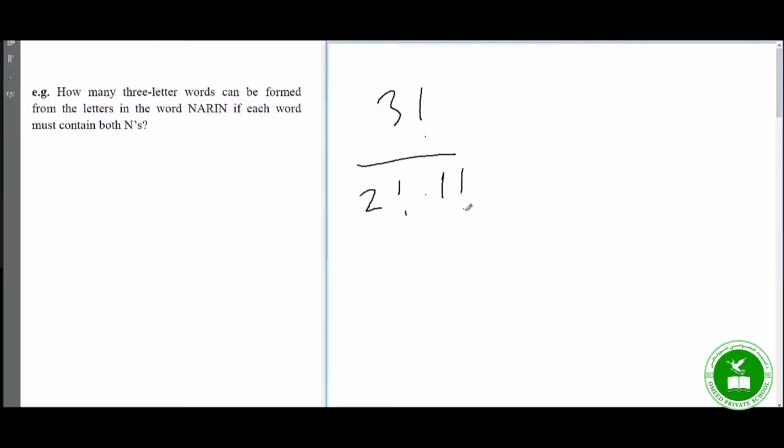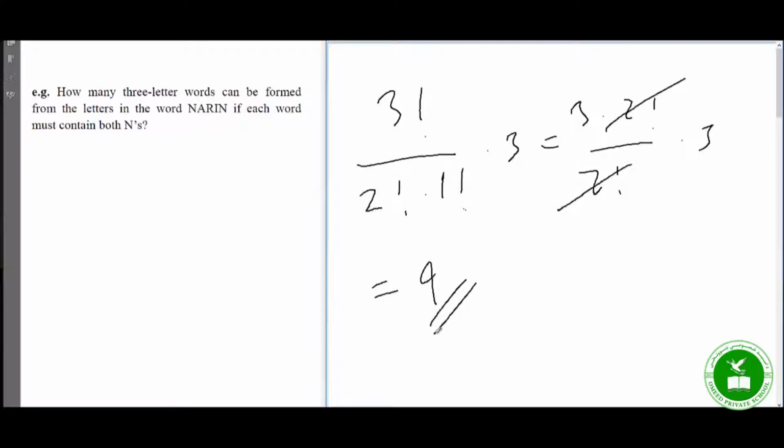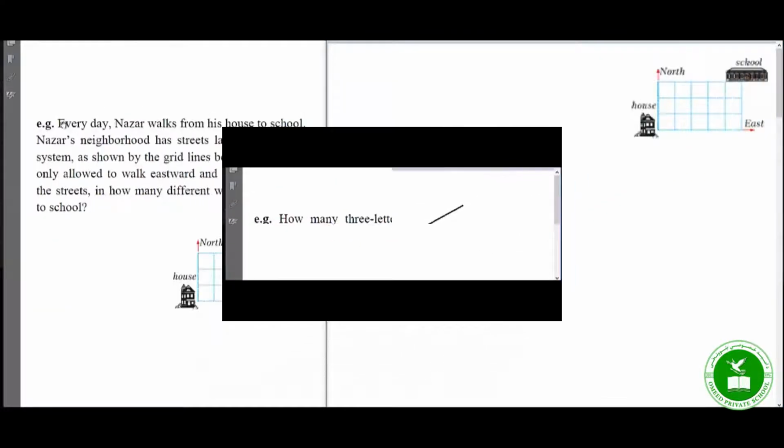So we have 3 different words in here, so let's multiply it by 3. So it's equal to 3 times 2 factorial over 2 factorial times 1 factorial, times 3. 2 factorial cancels by 2 factorial, and it's equal to 3 times 3, which is 9. It means we have 9 permutations for this restriction that each word must contain both N's and one of the other letters A, R or I. So there are 9 permutations for them.